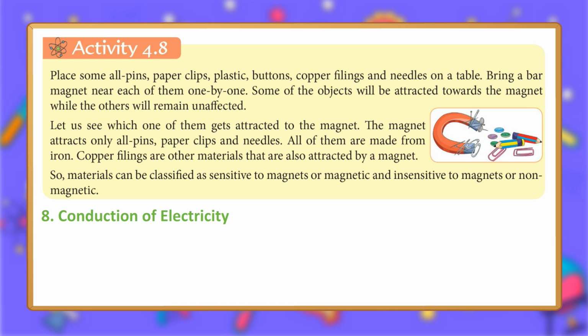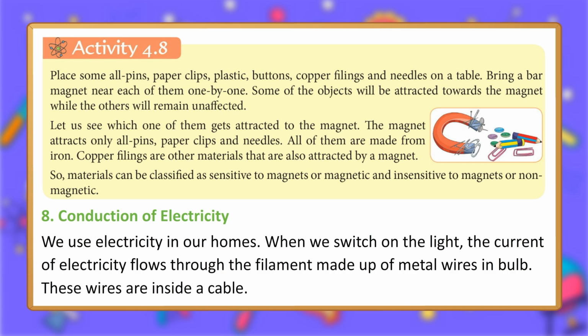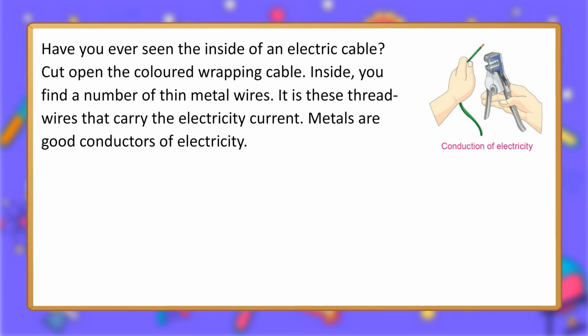8. Conduction of electricity. We use electricity in our homes. When we switch on the light, electricity flows through the filament made of metal wires in the bulb. These wires are inside a cable. Have you ever seen the inside of an electric cable? Cut open the colored wrapping of the cable. Inside, you find a number of thin metal wires. It is these thin wires that carry the electric current.